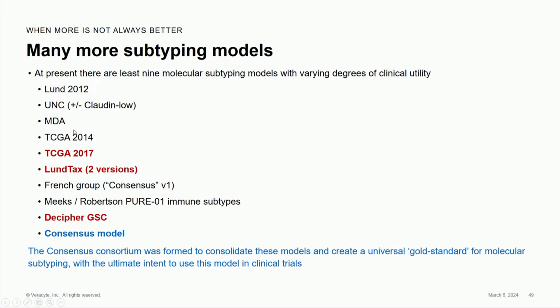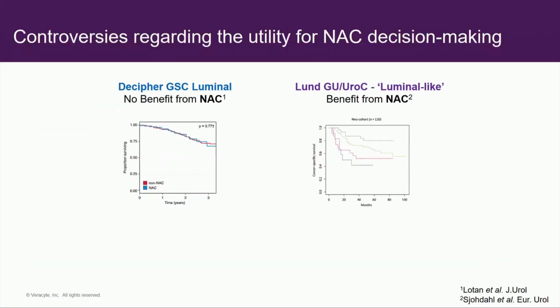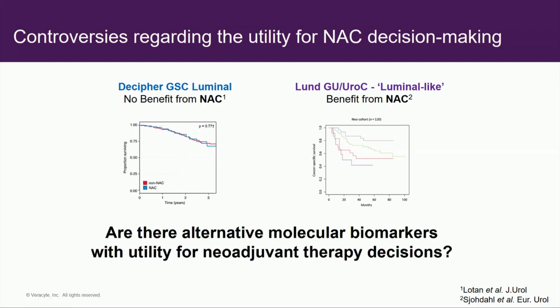I'm just going to highlight a few of the bigger models, bigger just being more cited: TCGA, the Lund taxonomy, which actually has a number of versions as well, and our Decipher GSC, because I think that one has the most clinical data associated with it. Some of these issues are around clinical decision making, for NAC, for example. We report no benefit from neoadjuvant chemotherapy for luminals, and Lund goes ahead and says, actually, luminals do benefit from neoadjuvant chemotherapy. So this highlights where the issue starts to come from.